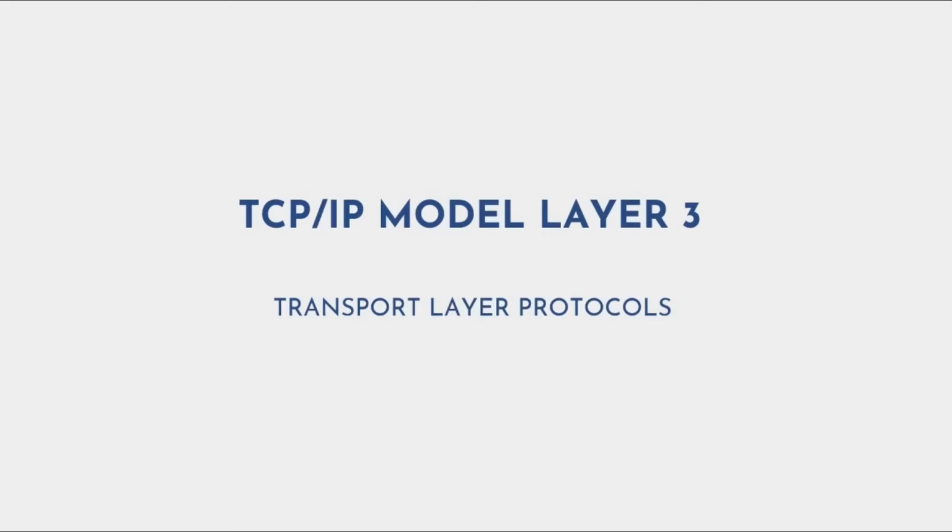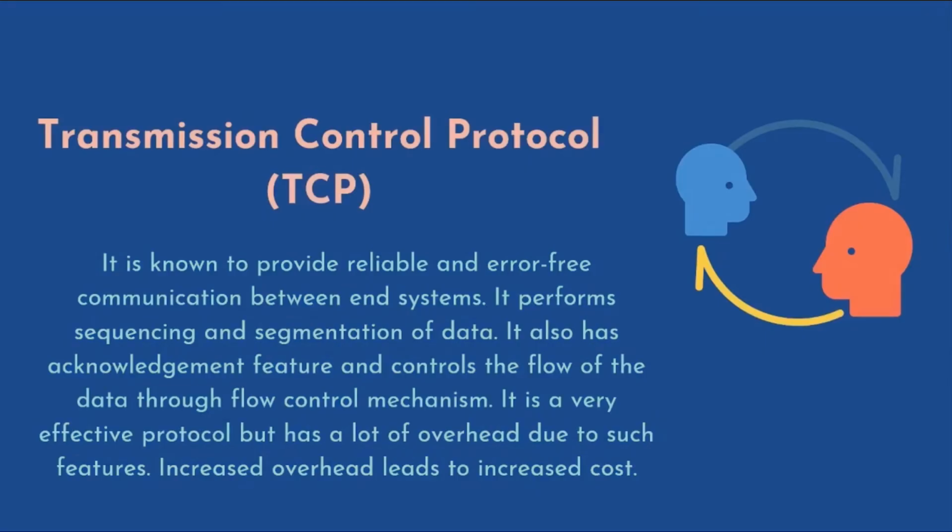In transport layer protocols, we have two types of protocol. One of them is Transmission Control Protocol, which we all know as TCP. It is known to provide reliable and error-free communication between end systems. It performs sequencing and segmentation of data. It also has an acknowledgement feature and controls the flow of data through a flow control mechanism.